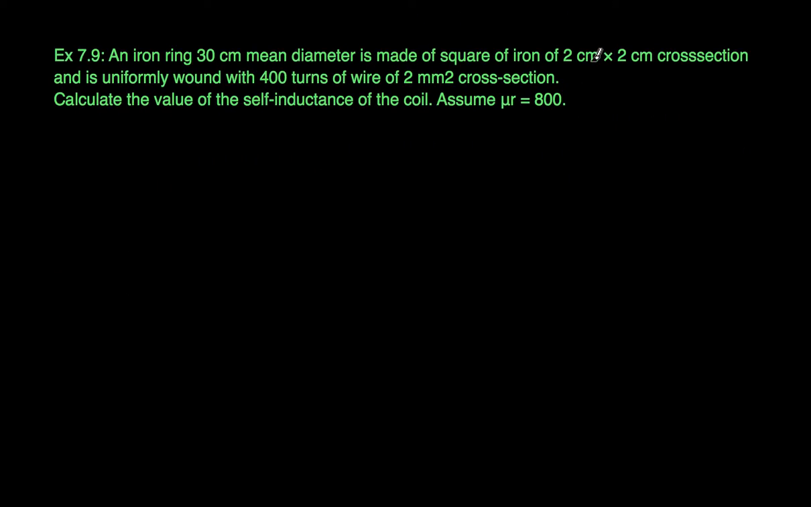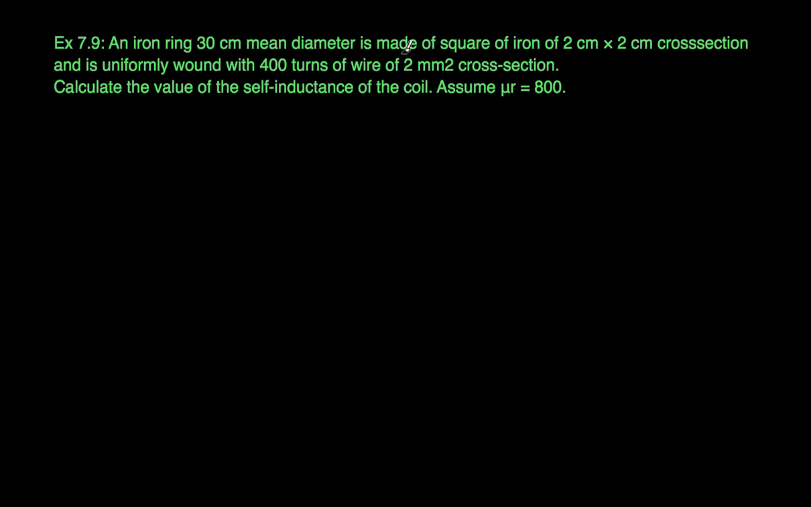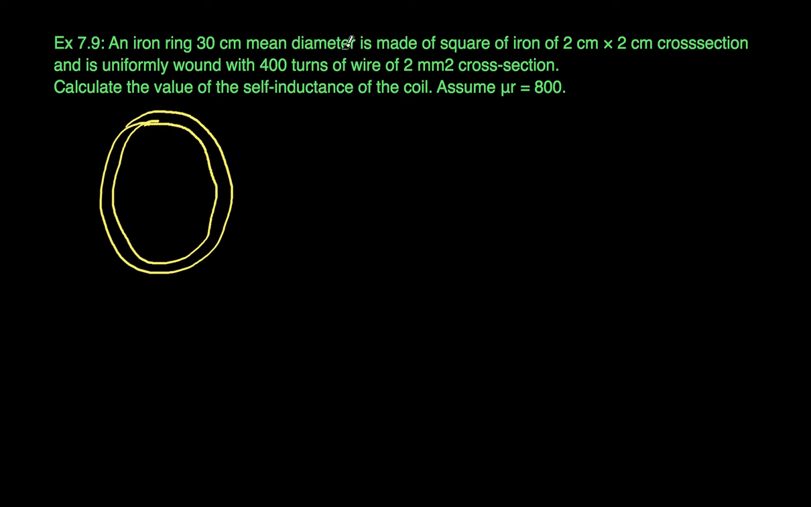So this is the second problem. An iron ring 30 centimeters mean diameter is made of a square of iron 2 centimeter by 2 centimeter cross section. The moment you see the length and diameter, the geometrical properties are given. To understand it, let's quickly draw the diagram. So it's an iron ring. I draw the ring like this. Mean diameter means from the middle point here to the middle point here. So this diameter is 30 centimeters or 0.3 meters.